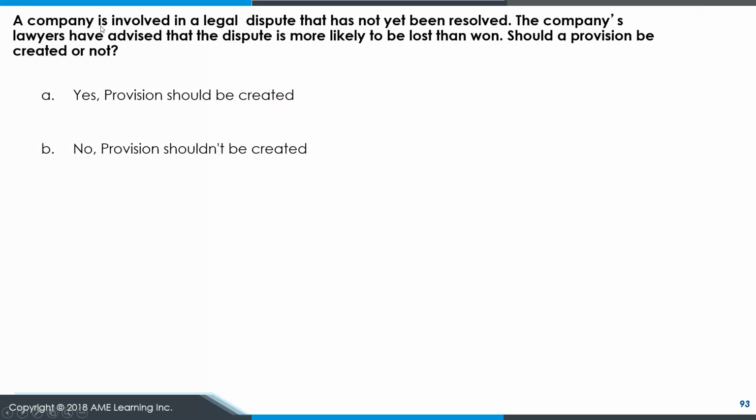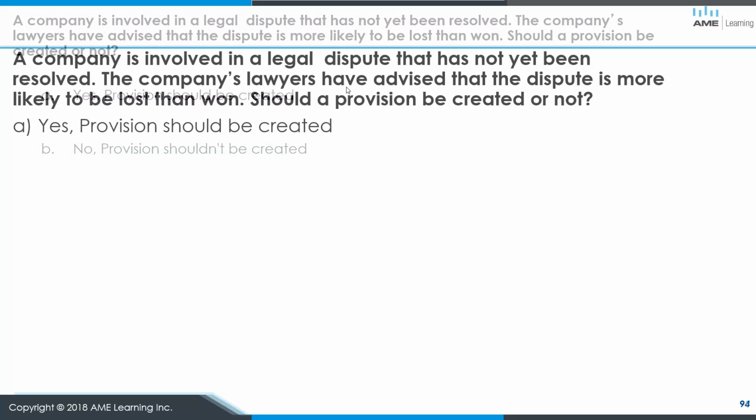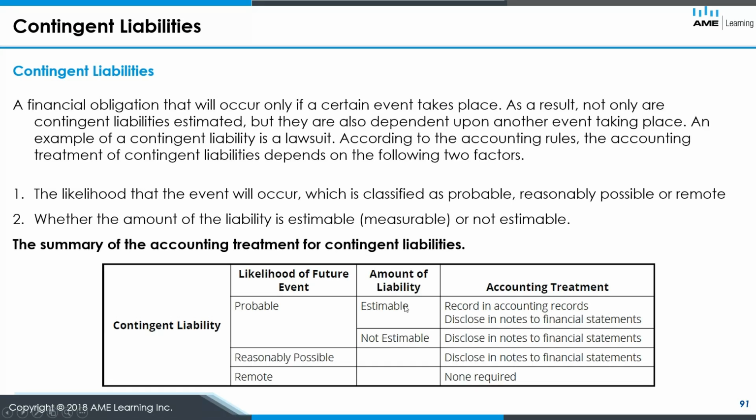So here we've got a question. A company is involved in a legal dispute that has not yet been resolved. The company's lawyers have advised that the dispute is more likely to be lost than won. Should a provision be created or not? I mean, that gets back to the whole idea here. So when they say should a provision be created, that's really, should we record an estimated liability and an expense on our financial statements?